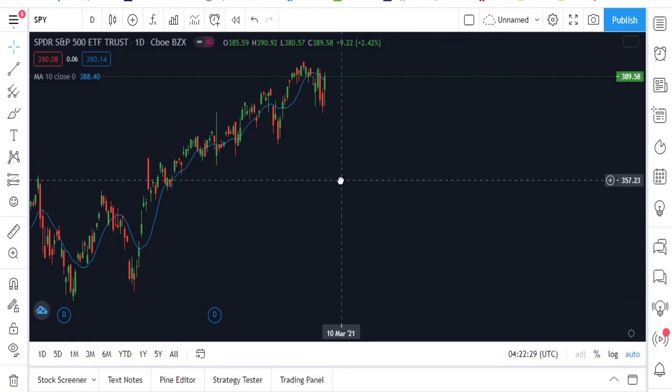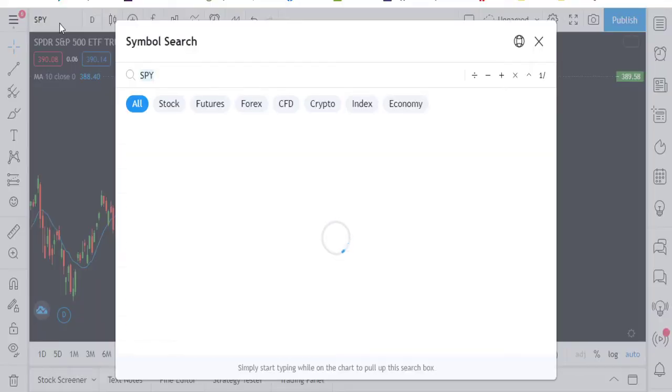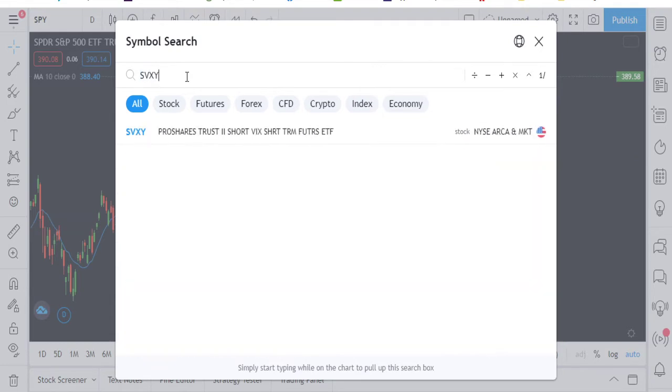So if you wanted to buy the S&P, you could buy the SPY, but I know not a lot of people have $400 to just throw at the market. So let's look at a cheaper alternative. We're going to get into a little bit of ETFs, not much. I'll touch on it in a future video. But for now, we're going to look at something called the SVXY.